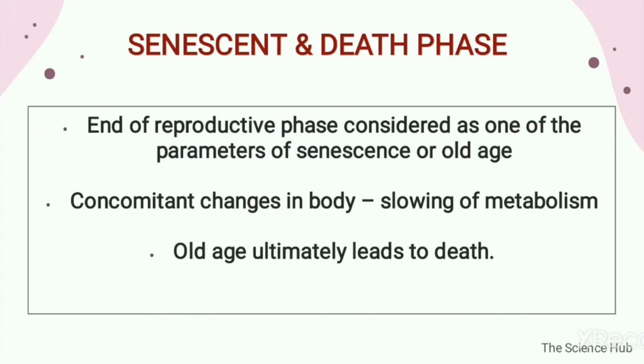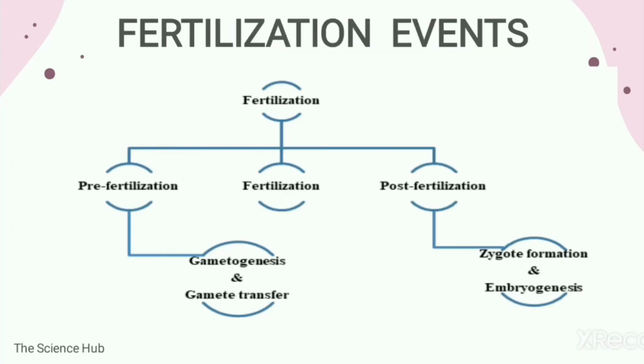Senescent and death phase. There is the end of reproductive phase because of senescence or old age. There will be slowing of metabolism. Old age ultimately lead to death. Fertilization events. There will be three fertilization events. Pre-fertilization, which involves gametogenesis and gamete transfer. Fertilization and post-fertilization, which involves zygote formation and embryogenesis.